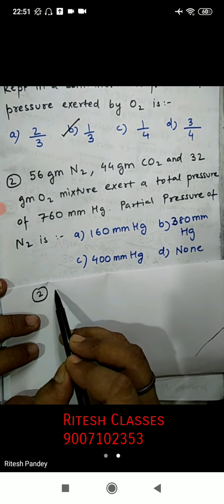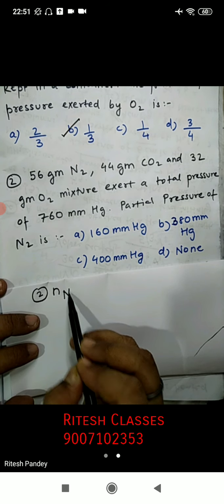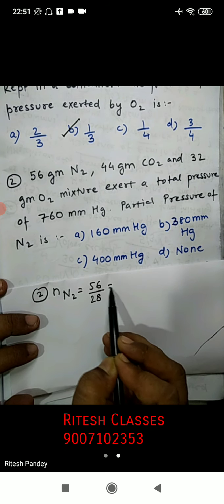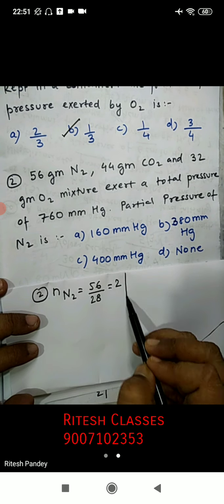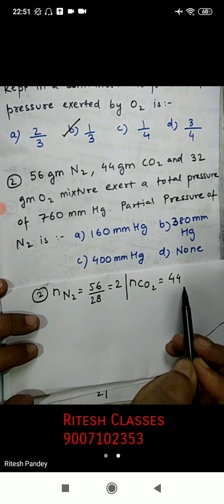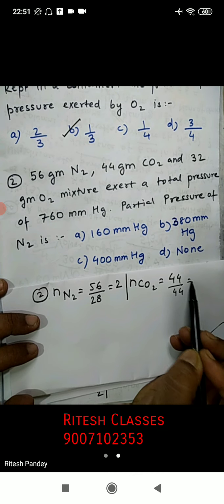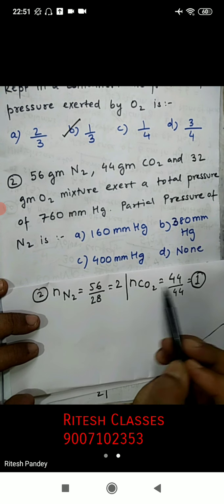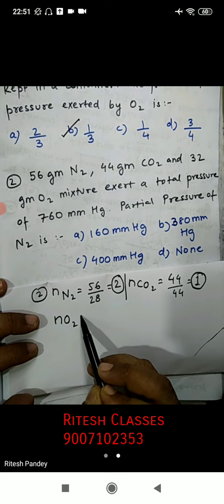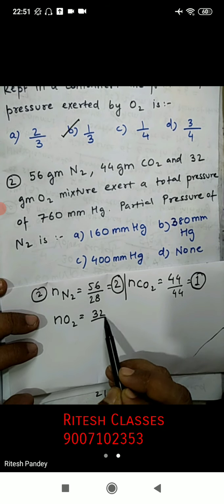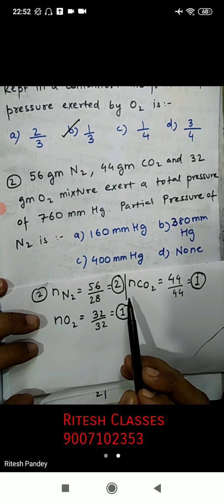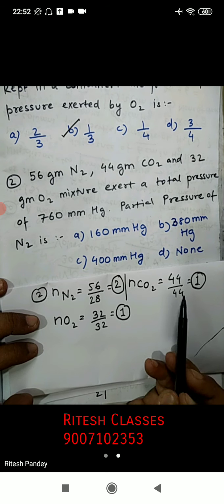Number of moles of nitrogen will be weight of nitrogen upon its molecular weight, so 2 moles of nitrogen. Number of moles of carbon dioxide will be weight of carbon dioxide, 44, upon its molecular weight, which is 44. So you have 1 mole of carbon dioxide, 2 moles of nitrogen, and for oxygen, the weight being 32 grams, weight upon molecular weight, you have 1 mole of oxygen. Total number of moles is 2 plus 1 plus 1, which is 4.